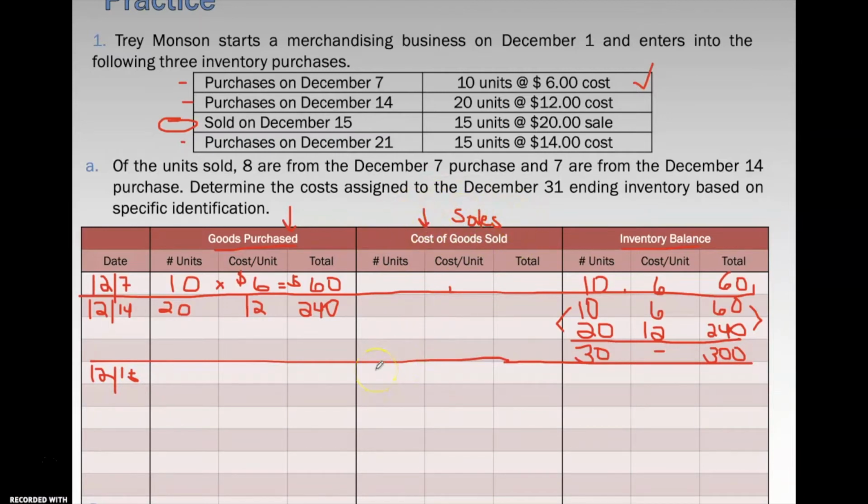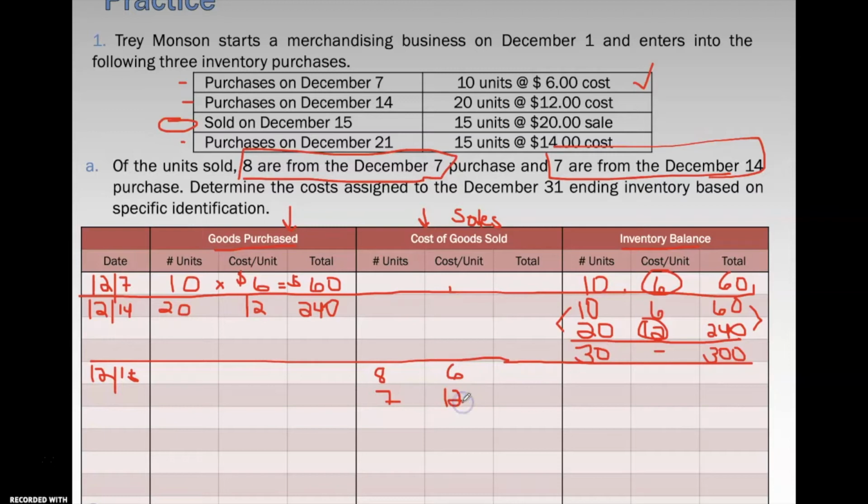So we sold 15 units at 20, but because we're doing specific identification, we have to use the information from up here. We know 8 of them come from the December 7th purchase, and 7 come from the December 14th purchase. So we want to put them in here specifically. We have 8 units we sold and 7. The 8 units come from December 7th, which cost me $6 each. And the 7 units come from the 14th, which cost me $12 each.